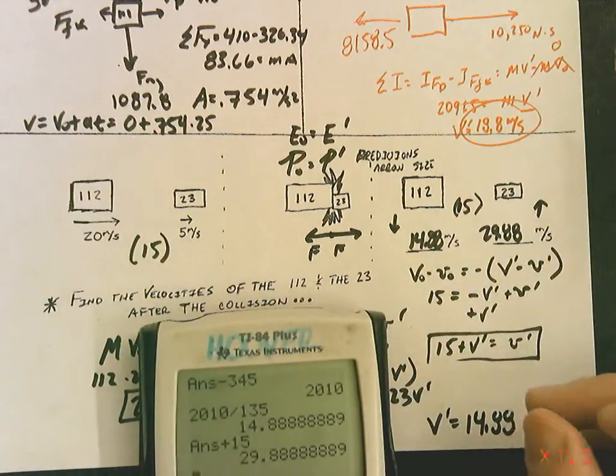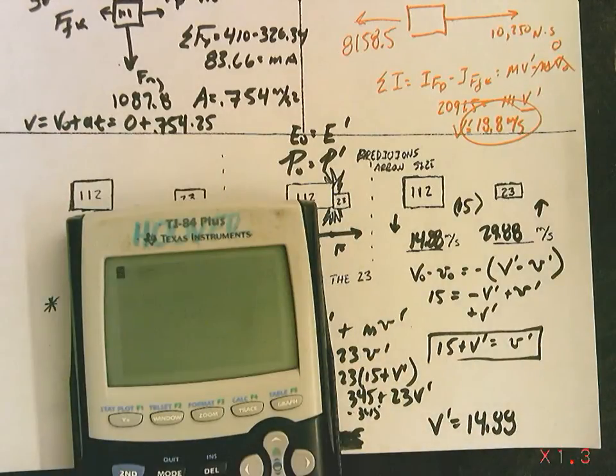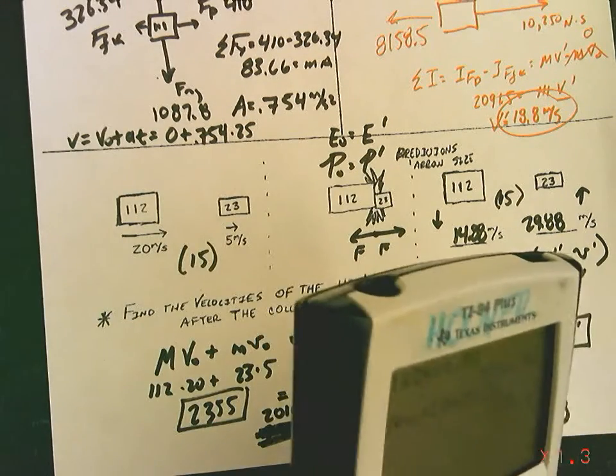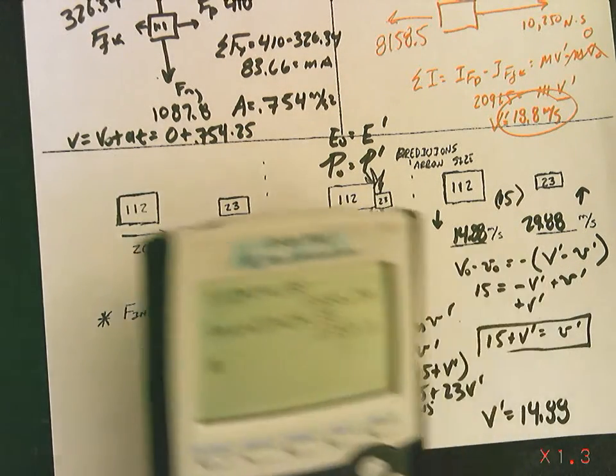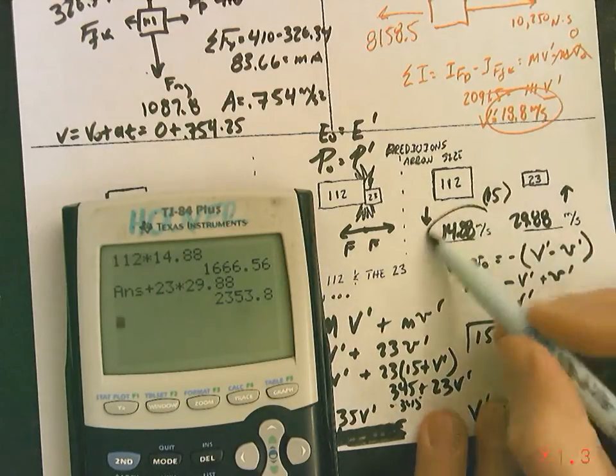And we can now check by seeing if it equals 2355. So the moment of truth here, 112 times 14.88 gives me this, plus 23 times 29.88 gives me 2353.8. That's pretty close. It's not exact, but it's good enough to know that, minus a lot of rounding here, we would have gotten it right. So I'm going to go with that.